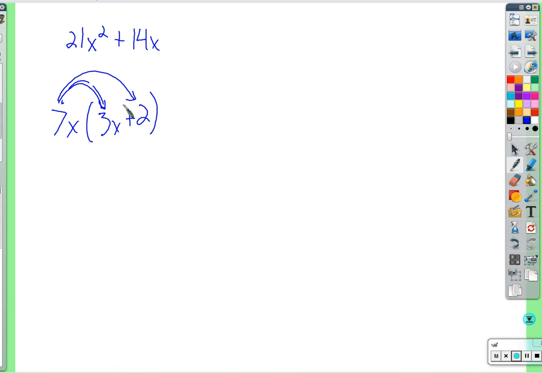Let's change it a little. Let's make it 21x to the 4th plus 14x to the 3rd. What's the biggest number factor you can pull out? 7. Still 7. 7x to the 3rd.